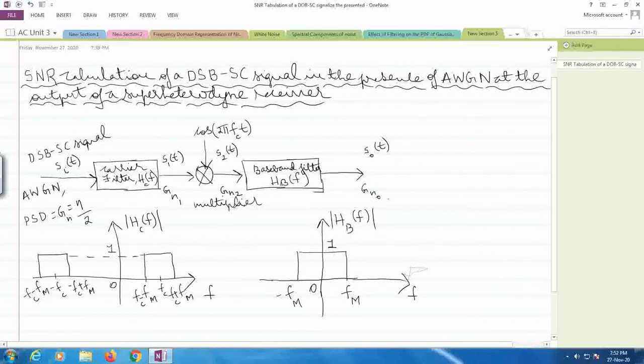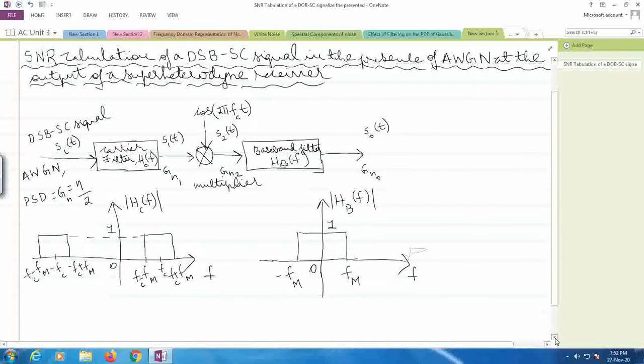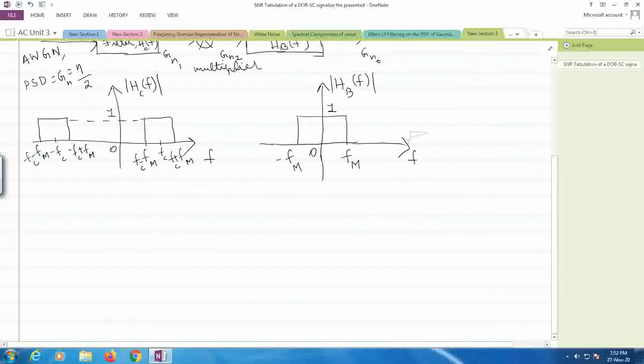So this is the block diagram corresponding to our SNR calculations. So let us first of all start with the power calculation of the signal. Step 1 is calculation of signal power.